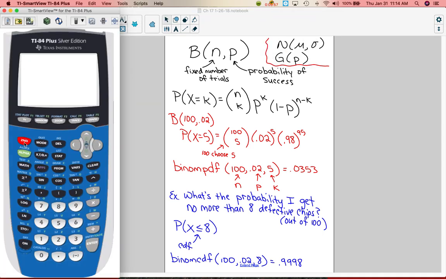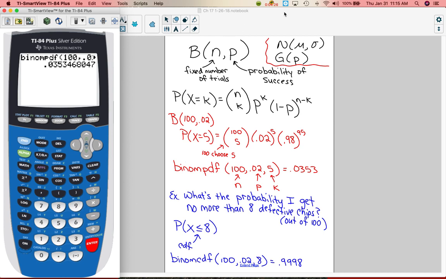So if we go second, distribution, we want binomial PDF. We have 100 trials. P is 0.02. We wanted 100 choose 5, so we want 5 successes. And there's our answer. Okay, so binomial PDF.